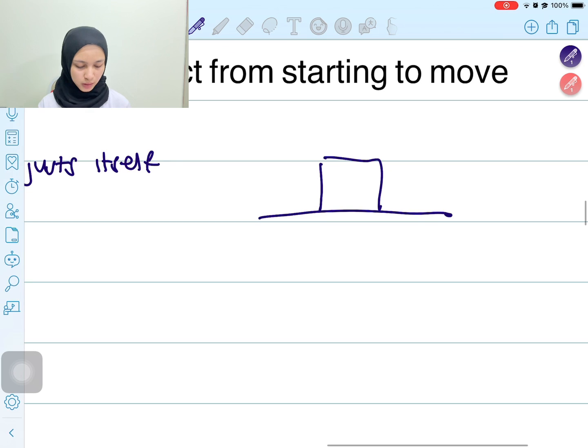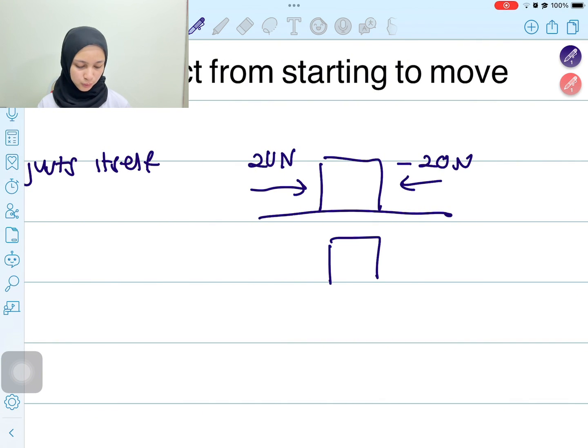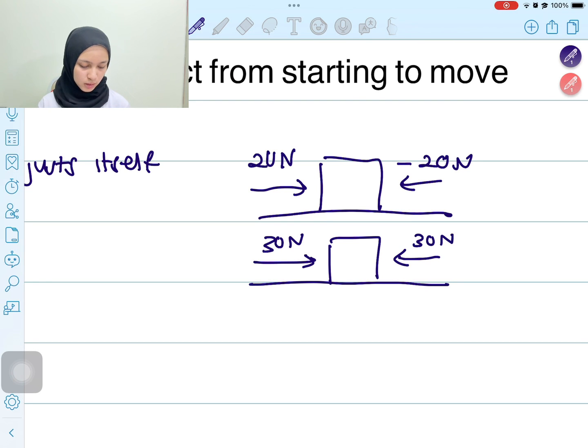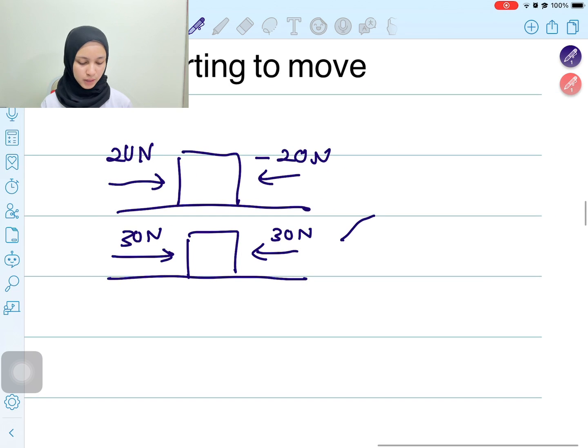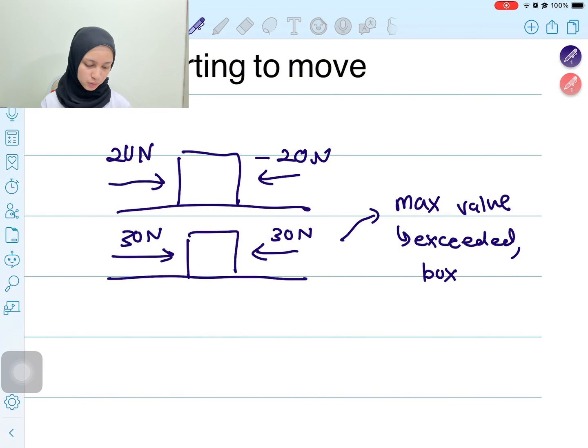Box on a table, and we give a force of 20 Newton. The friction is going to give us back 20 Newton as well. And if we increase the force we give, let's say 30 Newton, it's also going to give us back 30 Newton. It will keep matching the force that we give until it reaches a maximum value. Once this maximum value is exceeded, the box or the object will start to move.